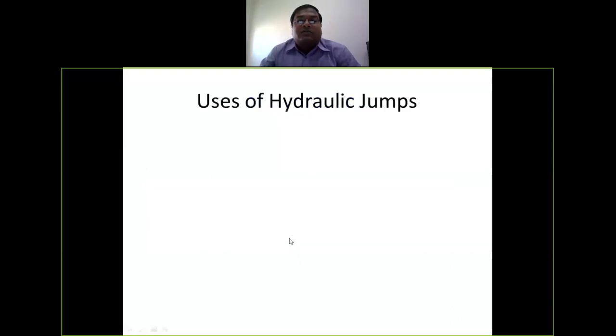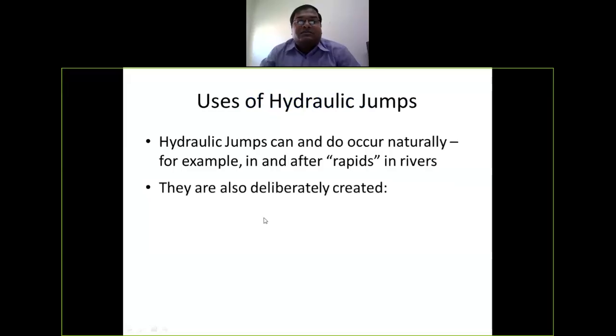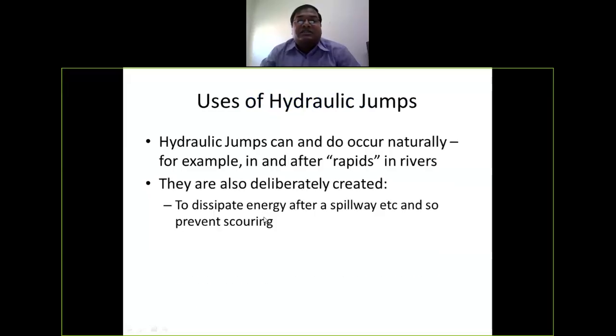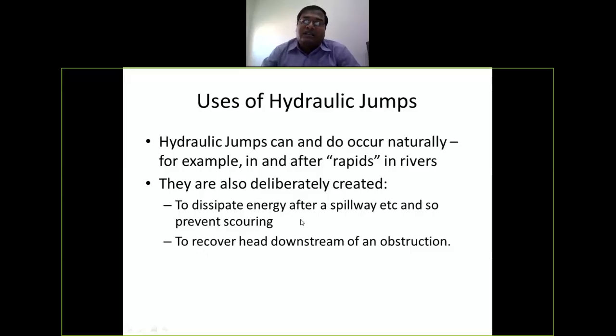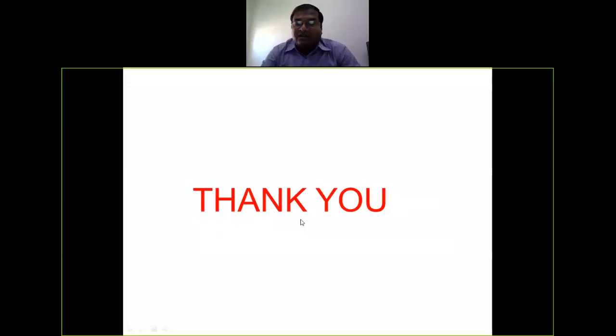Now what are the uses of the hydraulic jump? So these are the uses. Hydraulic jumps can and do occur naturally, for example in and after rapids in rivers, and they are also deliberately created to dissipate the energy after a spillway, to prevent scouring, and to recover the head downstream of an obstruction. So this is ultimately the meaning of the hydraulic jump.